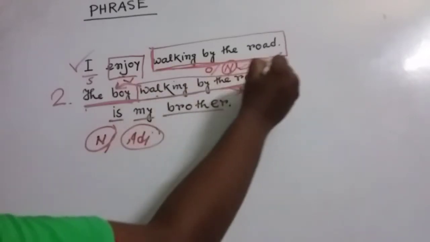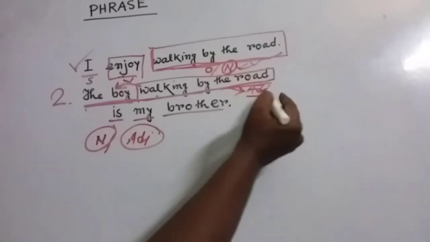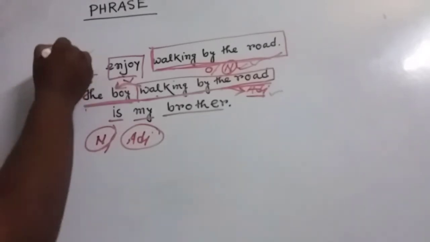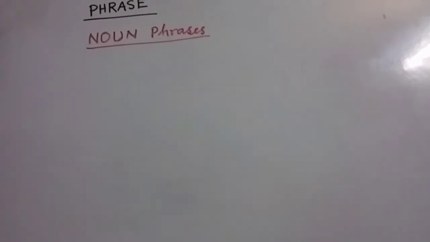The same group of words, here it is used as a noun phrase, and here it is used as an adjective phrase. My dear friends, we have to think about in which way they are used in the sentence. That is the most important thing. I think this is clear to you. There are different ways to form noun phrases. Many ways are there, but today we will discuss some of them.